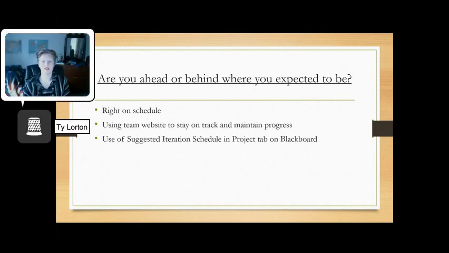When collaborating with the team and talking about where we're at, are we on schedule? Are we way behind? Are we ahead? We figured out that we are right on schedule, and we are using our team website. We're updating that as much as we can to figure out what needs to be done, how we have done it, and check it off. Also, I found that using the suggested iteration schedule in the project tab is very helpful as well. It has a breakdown of where you should be, at this day or at this week, and I think we are following it, and I do believe that we're right on schedule as of right now.